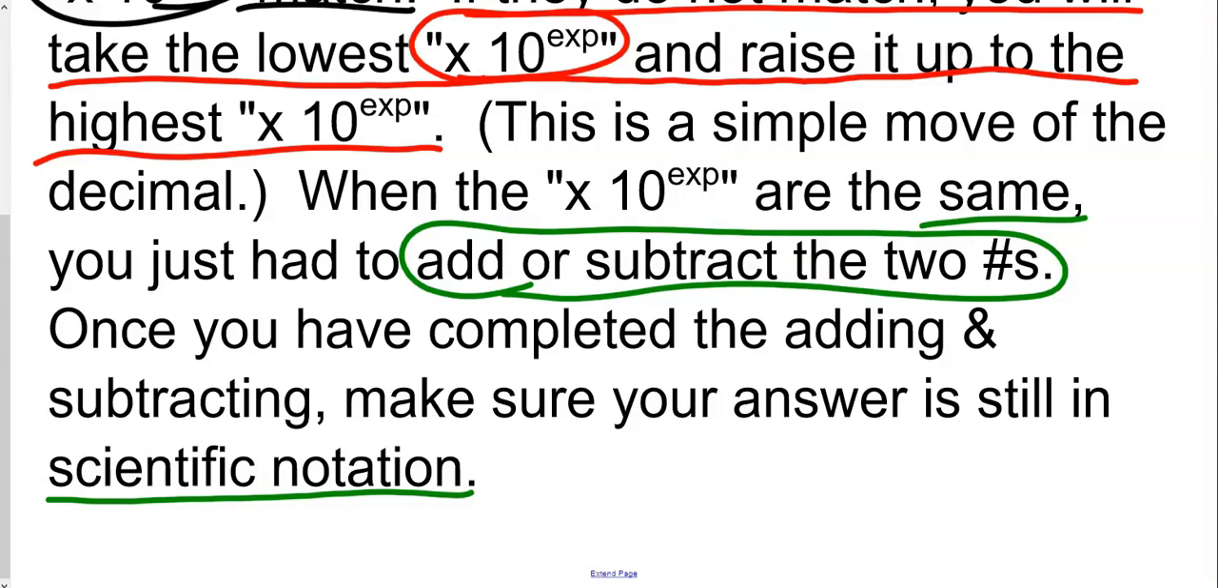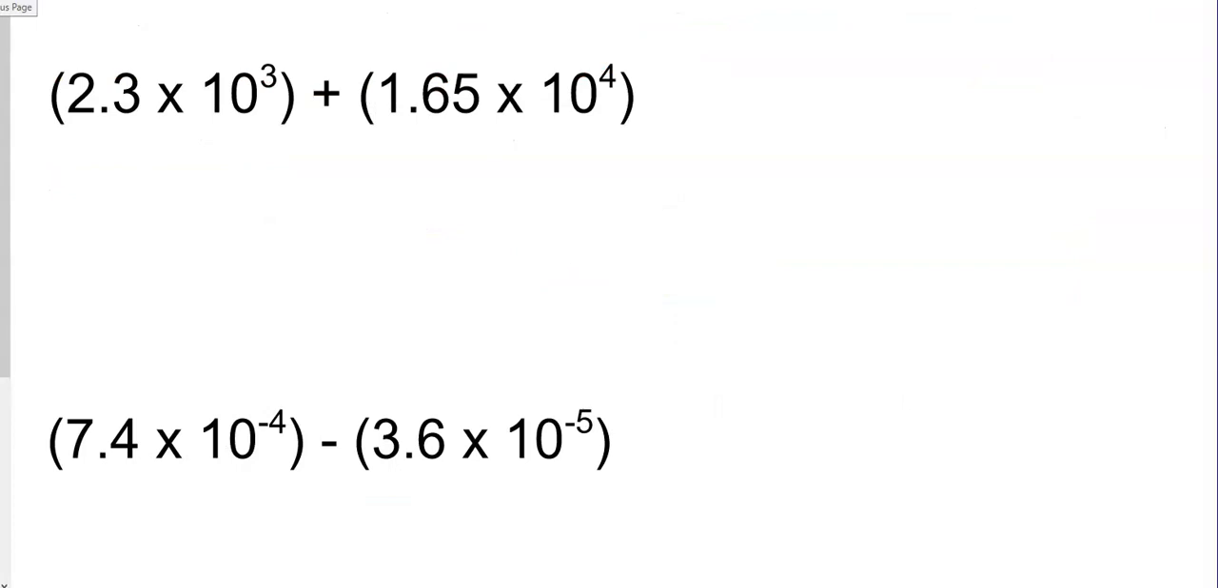Okay, so let's start taking a look at adding and subtracting. Here we have two numbers that we want to add and subtract. Notice that the times 10 pieces do not match. So we need to take the lowest one, which in our case is the 10 to the 3, and raise it up to the 10 to the 4. How did I say to do that? Take your decimal and move it to the left, which will create a new number.